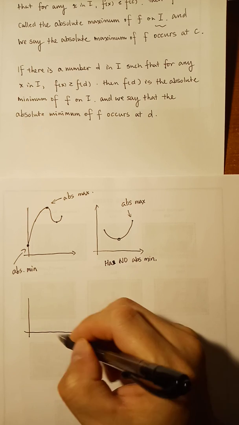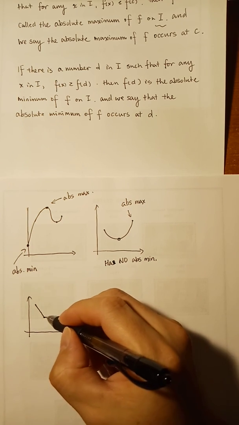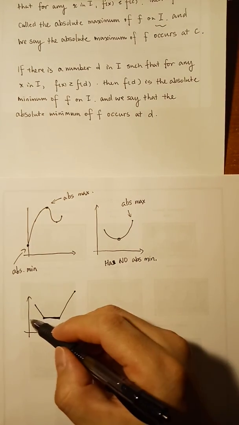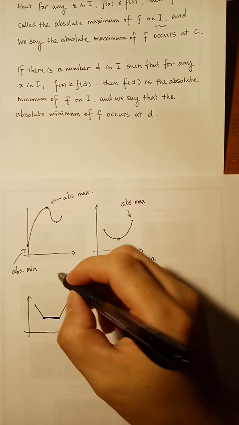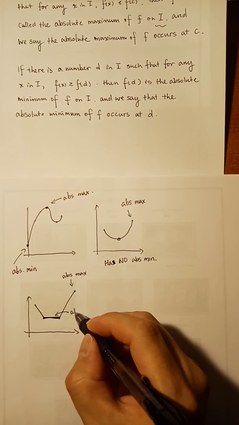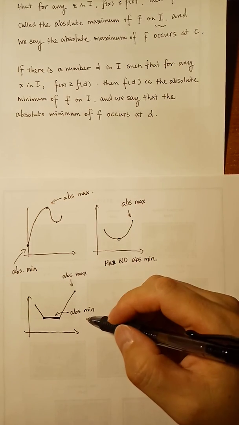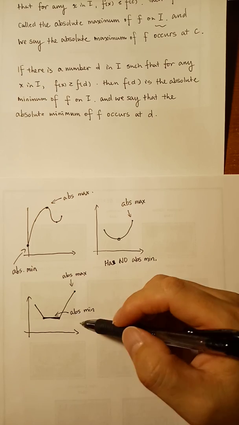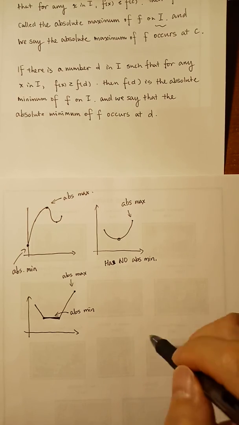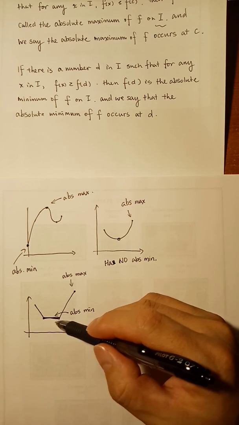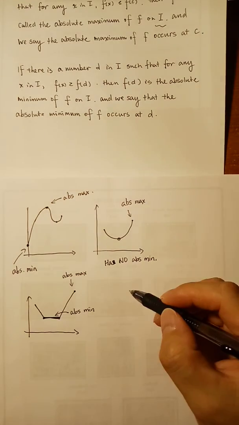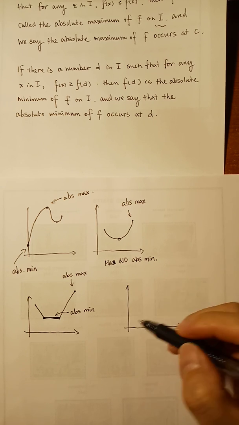Let's check this. Okay, assume we have some graph like this. And let's assume this is a horizontal line. Then this is the absolute maximum. And every point on this horizontal line will be an absolute minimum. So the absolute minimum may occur at many points. So it's not always that the function will have an absolute minimum or maximum at a single point. Over every point on this interval, the function will have the absolute minimum. Okay? And next case.